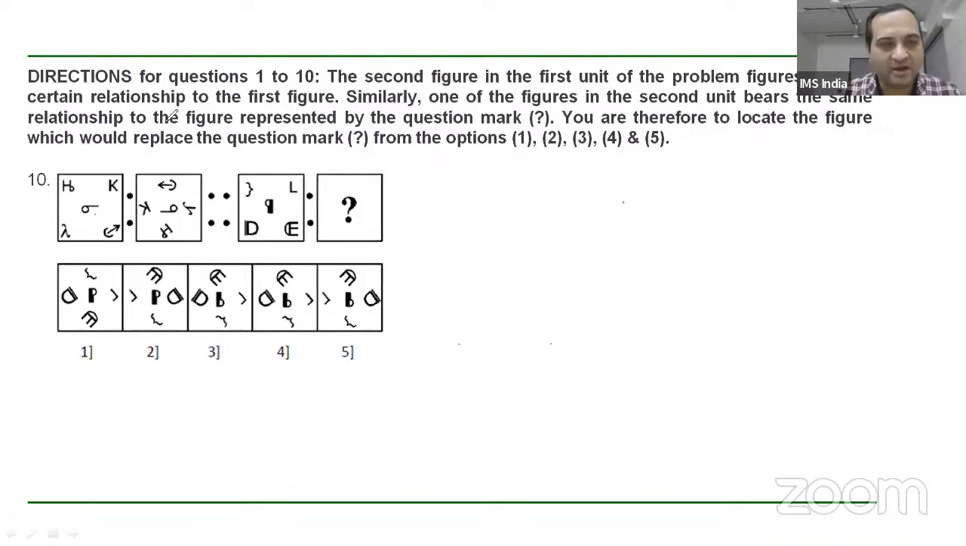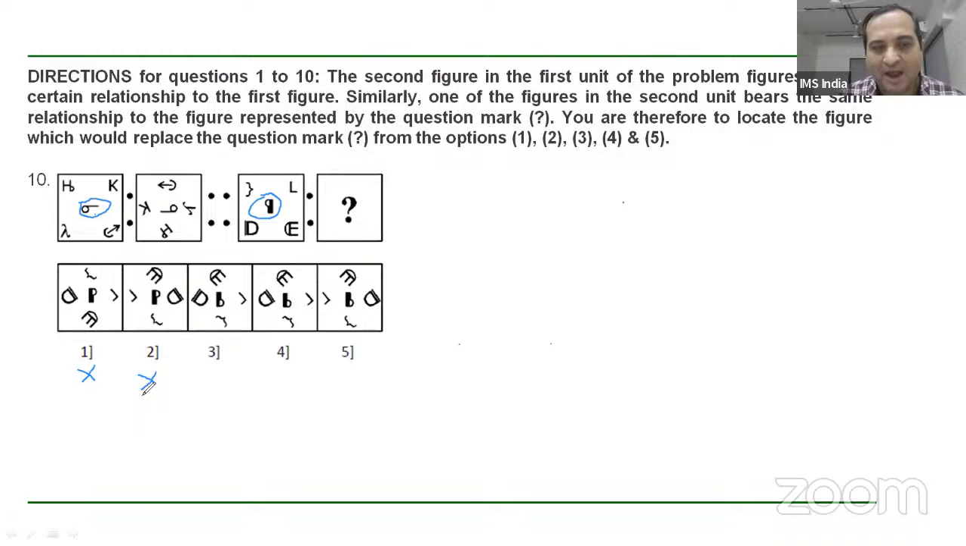So what I did here is I first traced this center element. If you trace the center element, what is happening? Can I say it is rotated 180 degree? So if you rotate this P 180 degree, you will get something like the P in figure 3, 4, and 5. So with this, I am able to eliminate option 1 and option 2. This is what I'm able to eliminate.